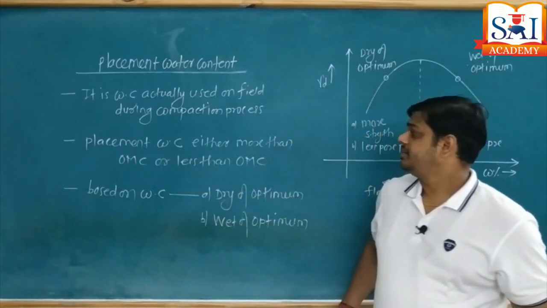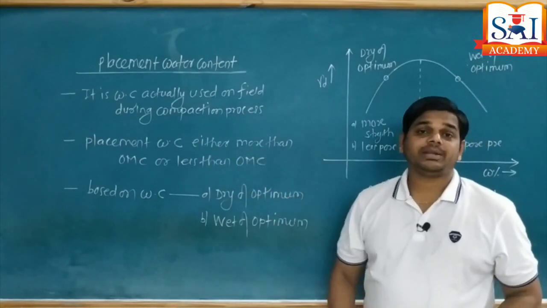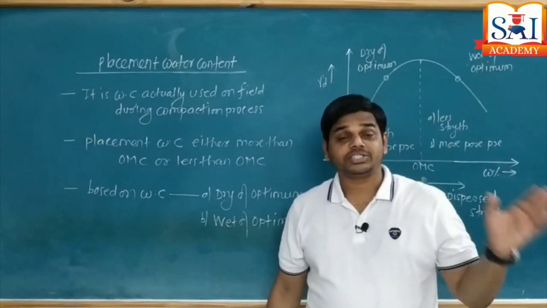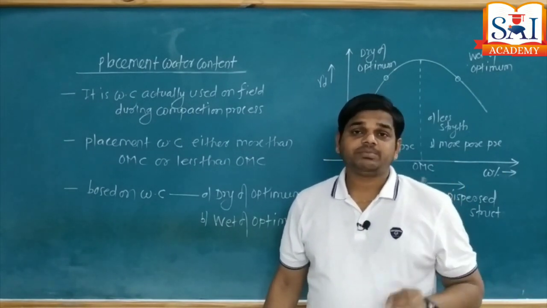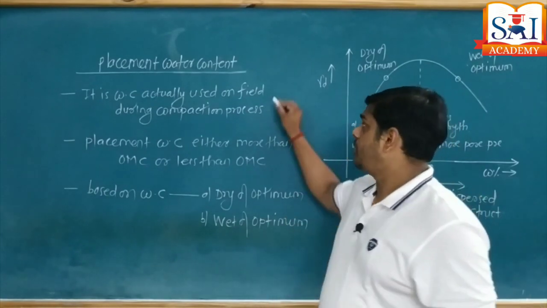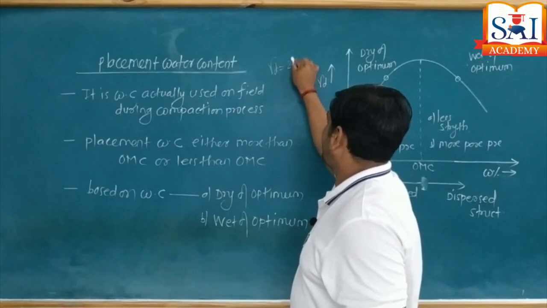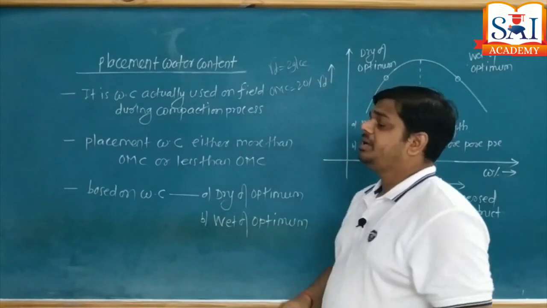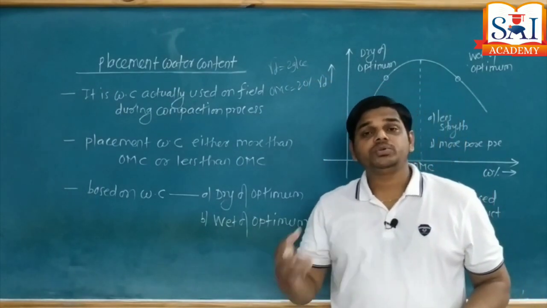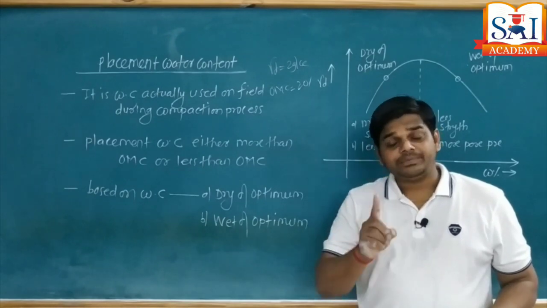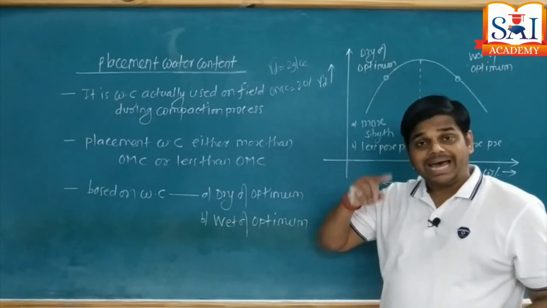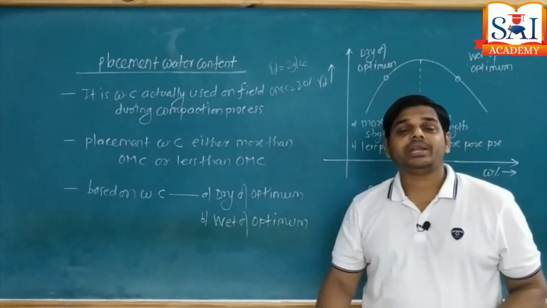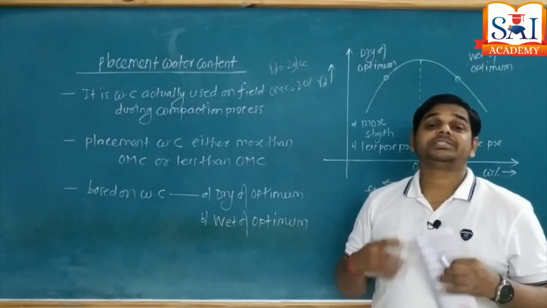Placement water content is either more than OMC or less than OMC. Suppose we conduct a laboratory test on a soil sample to be used for construction of an earthen dam, and the standard Proctor test gives the value of say gamma d equal to 2 gram per cc and OMC equal to say 20%. What is the meaning of this? If the soil which we are going to use for construction of the earthen dam is compacted with water content 20%, then we can achieve the highest values of dry unit weight for its strength.